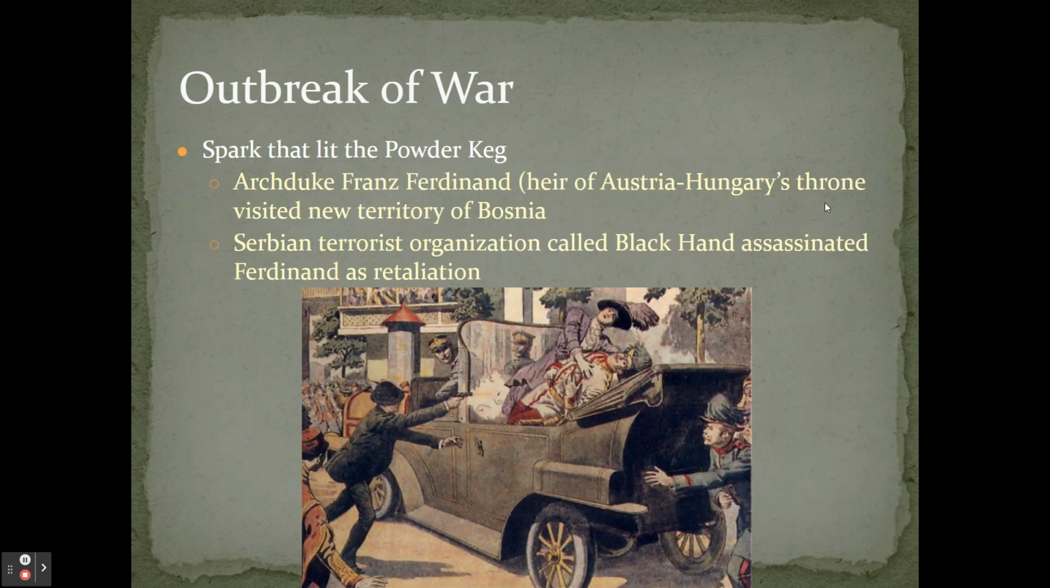So the spark that lit the powder keg, the event that sets off the conflict, is this. Archduke Franz Ferdinand was the crown prince, the heir to Austria's throne. Once Austria had annexed Bosnia, the royal family sent him out to visit Bosnia and do a kind of goodwill tour, welcoming Bosnia as part of Austria-Hungary. The Serbs saw this as their opportunity to strike back against Austria annexing Bosnia. And a Serbian terrorist organization called the Black Hand assassinated the heir to the throne of Austria-Hungary while he was visiting the new territory of Bosnia as retaliation. That assassination is the spark that lit the powder keg.